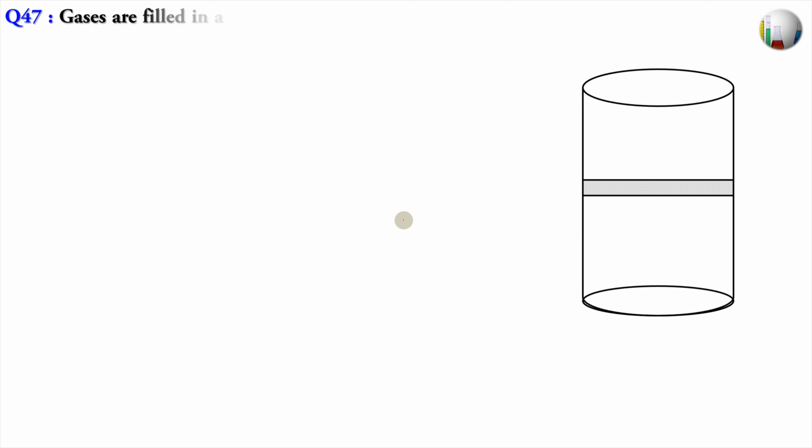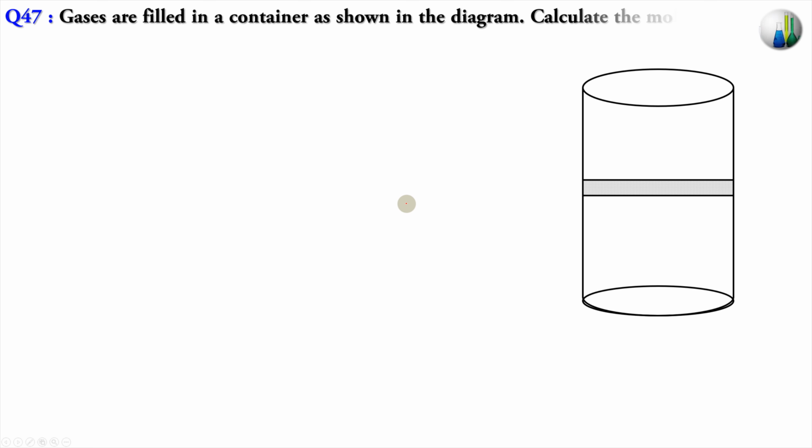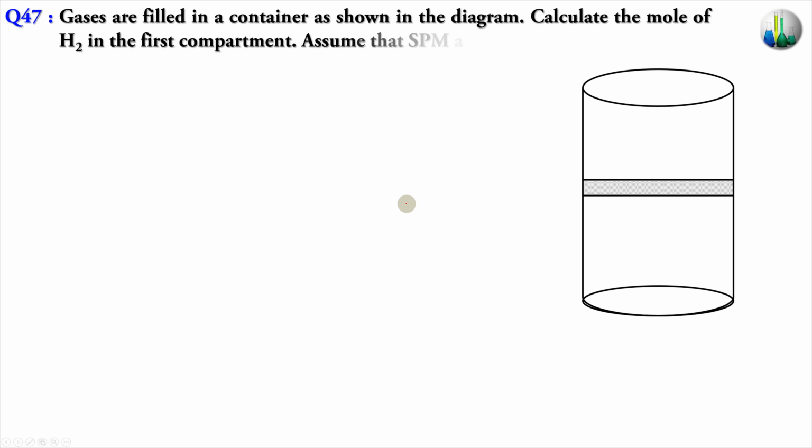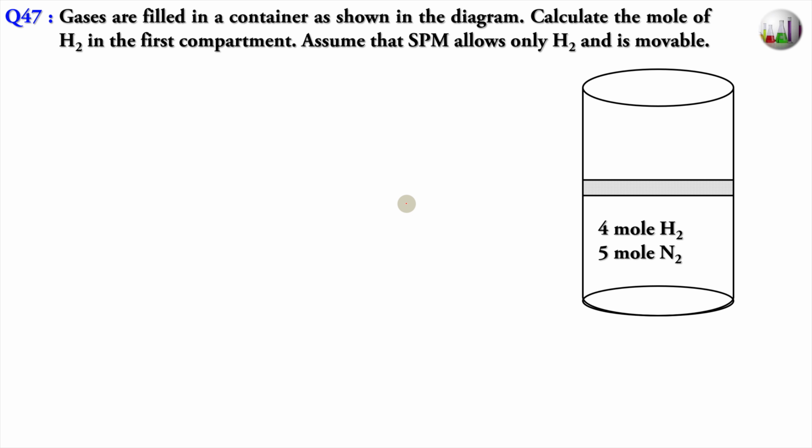So next one, gases are filled in a container as shown in the diagram. Now this is where you're going to get the first question of SPM. Calculate the moles of H2 in the first compartment. Assume that SPM allows only H2 and is movable. So 4 H2 and 5 N2, and this is 5 O2. It's pretty simple. The H2 is going to go up. Partial pressure of H2 will be the same. And eventually when this comes to rest, the final pressure here and the final pressure here will be the same, or you can say the partial pressure of O2 and N2 will be the same.